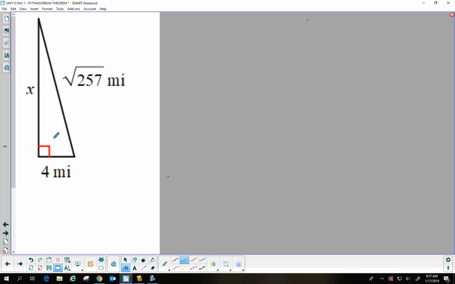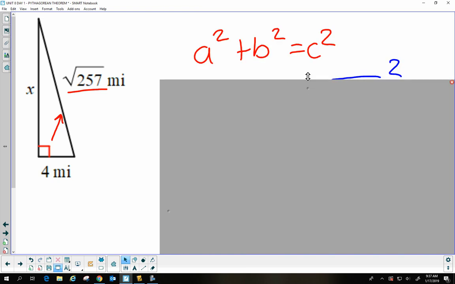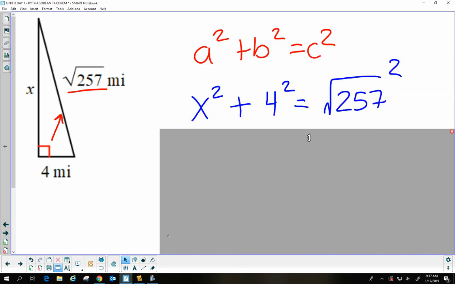So if you identified the hypotenuse, it should be this one over here, the square root of 257. So I'm writing my formula, and I make sure that I plug in square root of 257 for C because it's the hypotenuse. I like to plug the x in for A if x is one of my legs. It just looks more familiar to have x come first, I feel like.